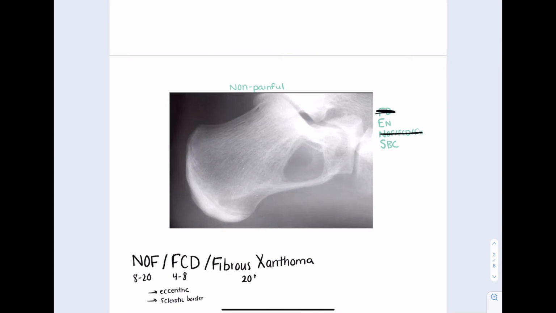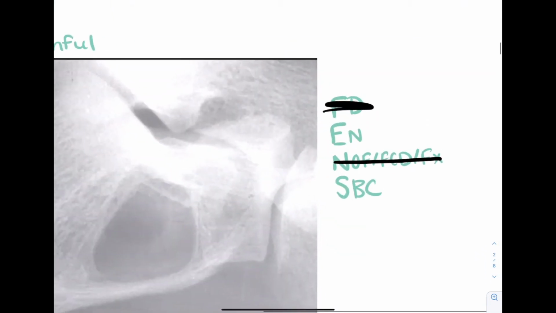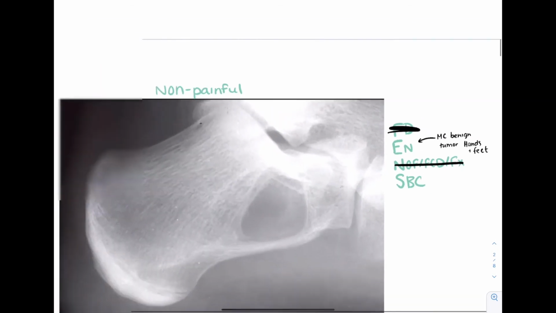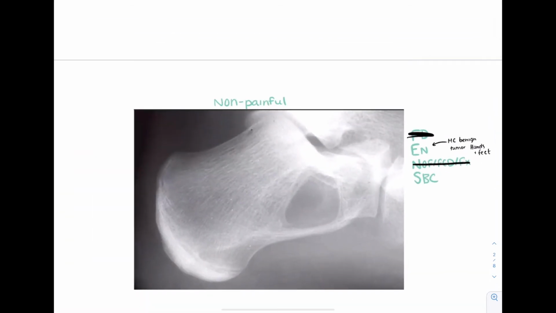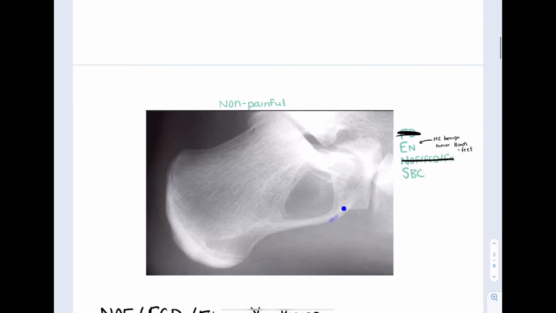And one thing I didn't tell you is that enchondromas and simple bone cysts really like the feet. Well, enchondroma, right? Most common benign tumor of the hands and feet. Well, we're looking at calcaneus, that's in our feet, so that one's definitely on my list. So enchondroma is definitely on the list. Simple bone cysts also really like the feet. They really like the calcaneus as well.